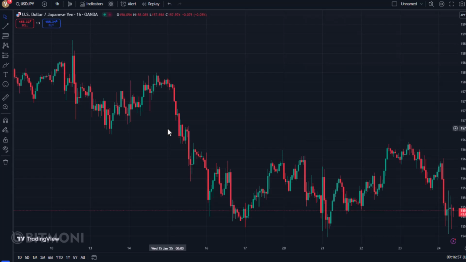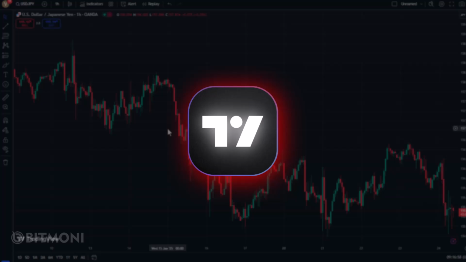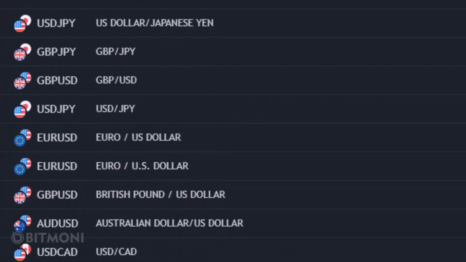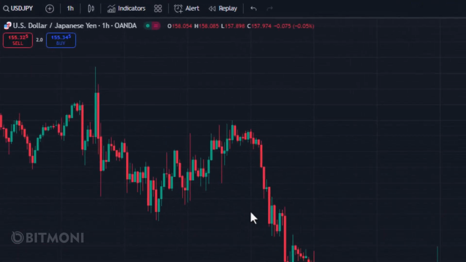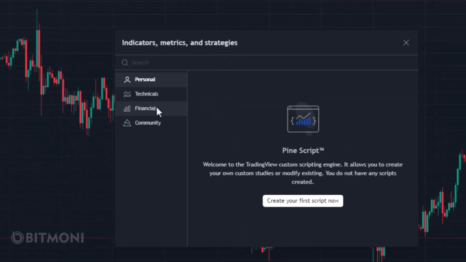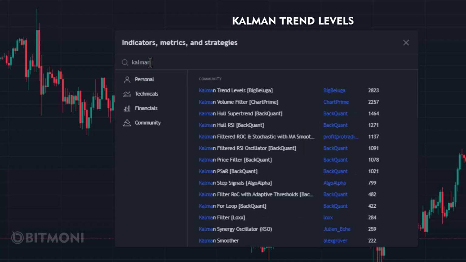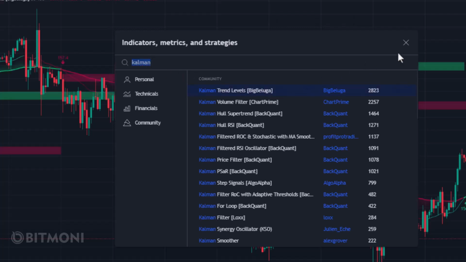Now, to get started with this indicator, you first of all want to go to TradingView. Then you want to open any trading asset that you like, as this works on all markets. Next, you want to click on Indicators tab. Type in Colman Trend Levels. And choose this one by Big Beluga.